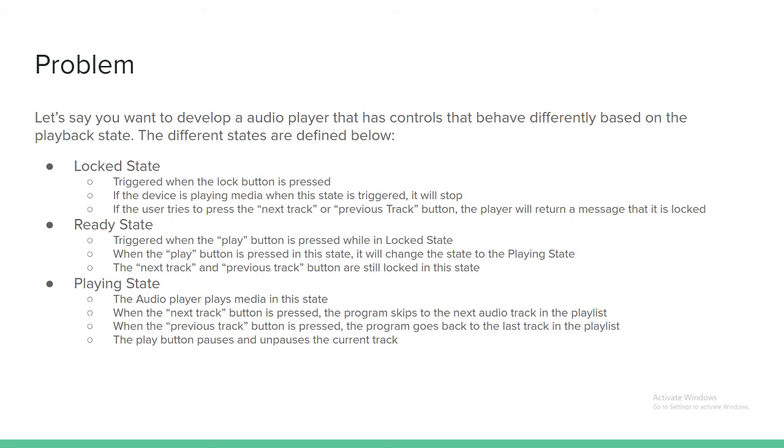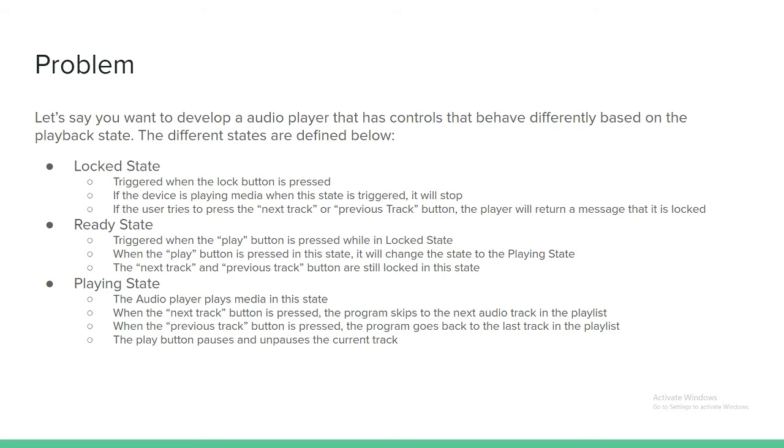So it has a lock state, which is triggered when the lock button is pressed. If the device is playing media when the state is triggered, it will stop. If the user tries to press the next track or previous track button, the player will return a message stating that it is locked. And then there's the ready state, which is triggered when the play button is pressed while in the lock state. When the play button is pressed in the ready state, it will change to the playing state. The next track and previous track buttons are still locked in this state.